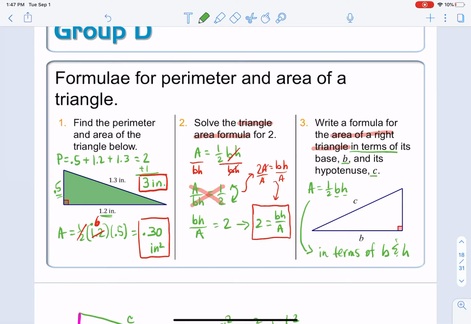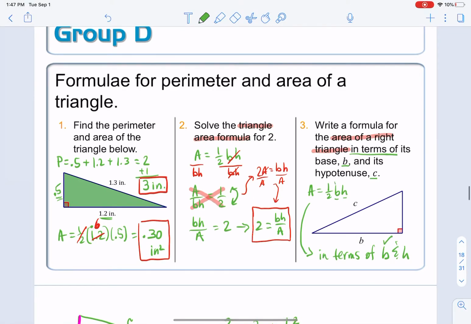So the base is already done. Check, check. But the hypotenuse is the C value. It's not the H value. So this is the one that we need to deal with. That's right there. I need to get rid of that H in some kind of way and rewrite it with a C in its place.